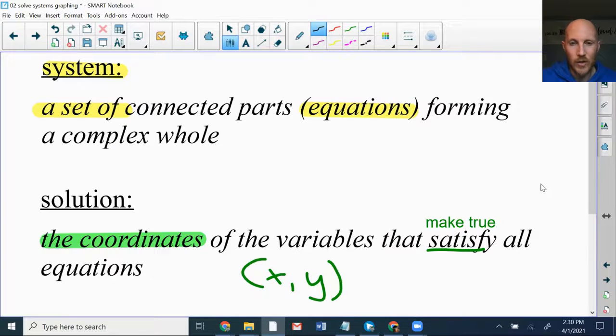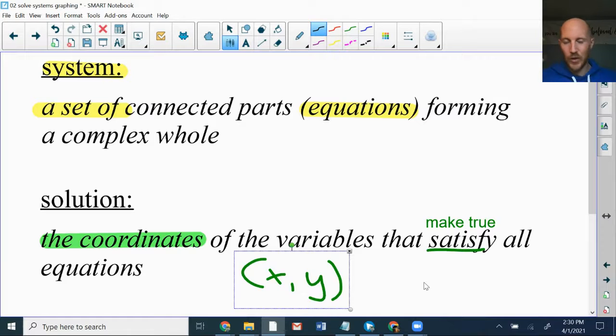And the second vocabulary word is solution. The solution to a system is a point. And points have coordinates, an x coordinate and a y coordinate. It's an ordered pair. So the solution is the coordinates, x and y coordinate, of the variables x and y, which satisfy all of the equations.